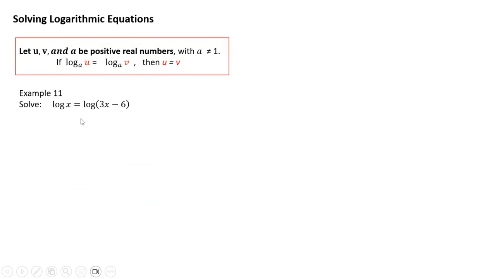Example, right? These have the same base, because if there's no base, it's base 10, right? Single log with the same base on both sides, so we can apply the rule. This is base 10 on both sides. So then, by applying the rule, x must equal 3x minus 6.